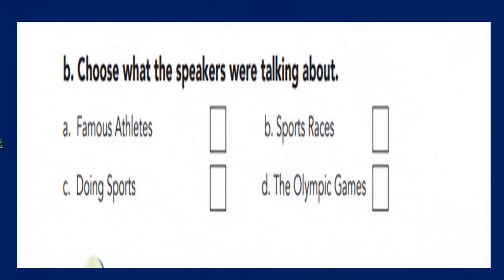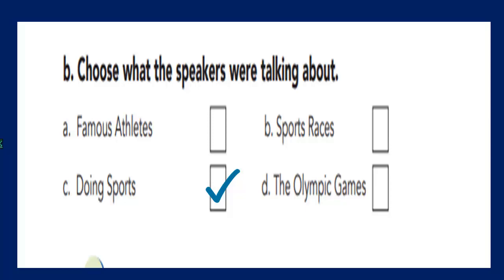B, choose what the speakers were talking about. So number A, famous athletes. Number B, sports races. Number C, doing sports. Number D, the Olympic Games. No. So what the speakers were talking about according to the audio. So the correct answer here, the speakers were talking about doing sports.